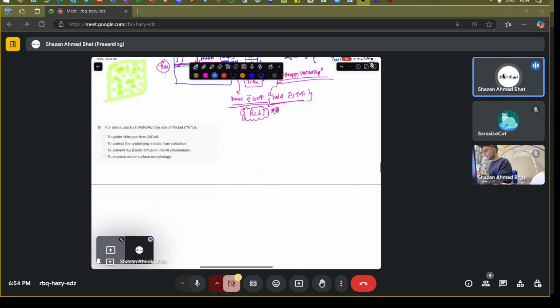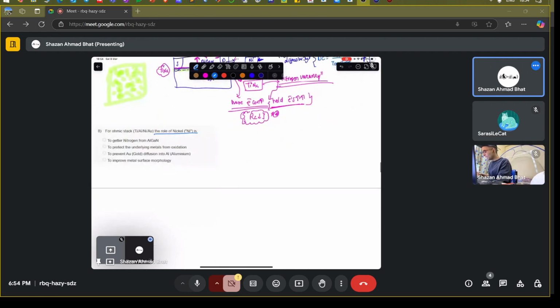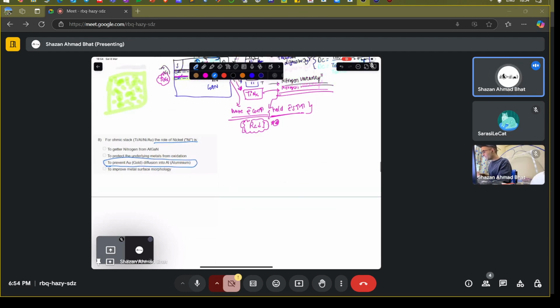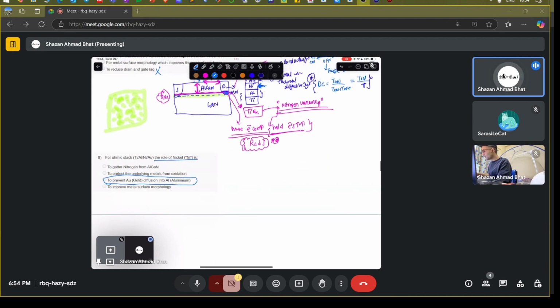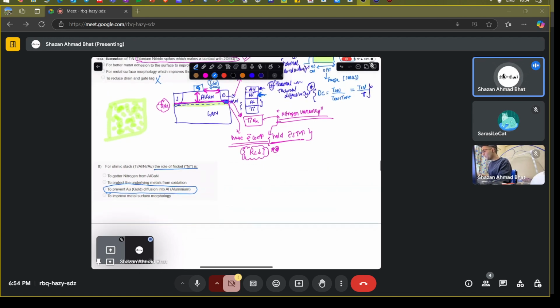For the ohmic stack, the role of nickel, I think I told you here, is to prevent the gold diffusion into the aluminum. That is the basic role of nickel. This particular stacking is done so that you have multiple layers, and you can have better control electrostatically over the particular channel. This contact stacking has been discussed deeply in, I guess, lecture 4 or lecture 5, and I've talked about it for almost half an hour.